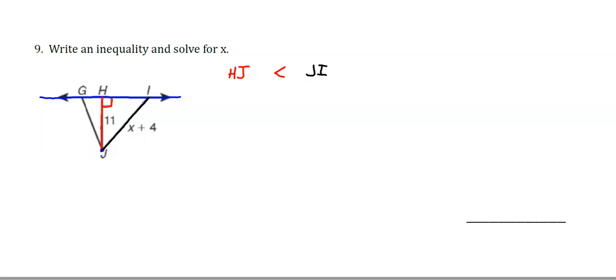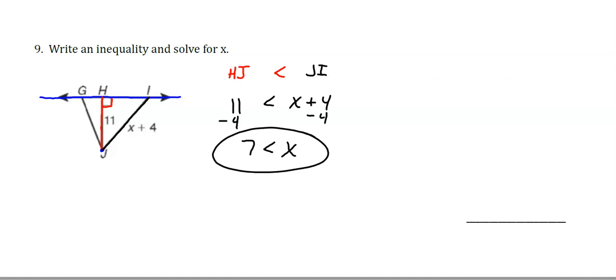And this problem looks familiar. This might be the exact same one we did on a homework or something. 11 must be less than x plus 4. And I minus the 4 from both sides, and I find out that x has to be larger than 7. As long as x is bigger than 7, we're good to go.